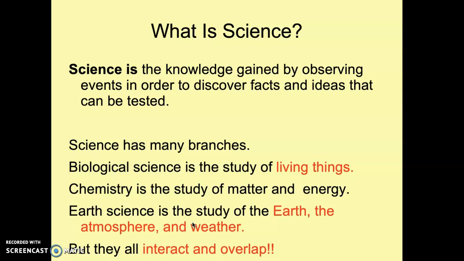And science has many branches. We have our specifics to the biological sciences or living things, chemistry, matter and energy, earth science, things about the earth, atmosphere, and weather. But the idea here is that they all interact and overlap. And my hope this year is that we can look at all of the topics of chemistry and use them to help us understand things in our daily life. So in this first unit, we're going to look a lot at weather or things that you see during weather.